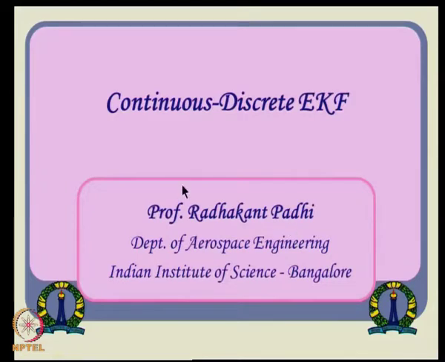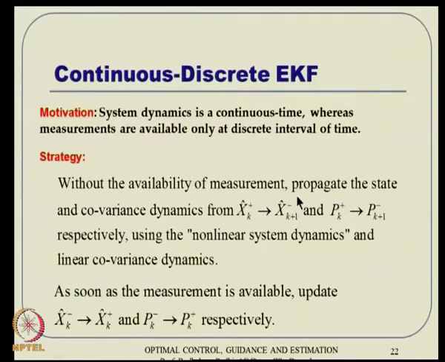Now, how about continuous discrete EKF, where we can merge these concepts again? Here you have the system dynamics in continuous time, whereas the measurements are available only at discrete intervals of time. So, what is the idea here? Without the availability of measurement, we can propagate the state and covariance dynamics from xk plus to xk plus 1 minus, and similarly Pk plus to Pk plus 1 minus.